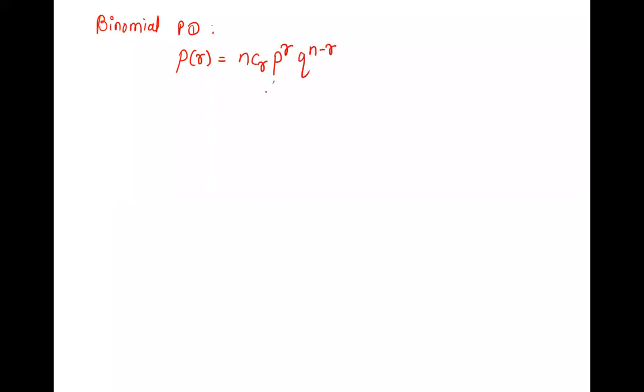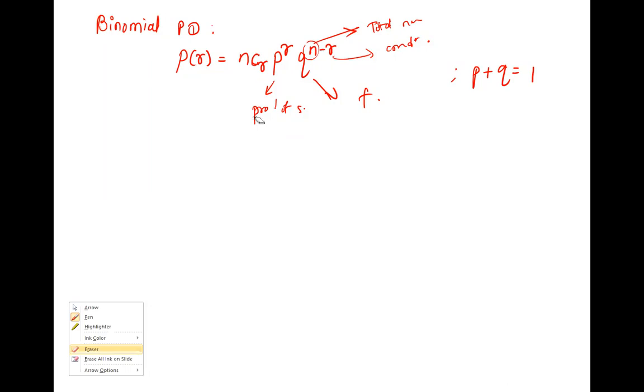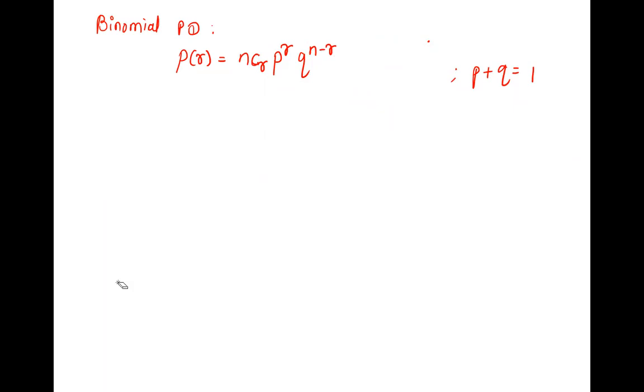Where p is the probability of success, q is the probability of failure, n is the total number, and r is the condition given in the problem. And this nCr is nothing but the combination. We know this formula, where we have noted that p plus q is 1. So this is where we are, and now we solve more examples on this. Read the next example.